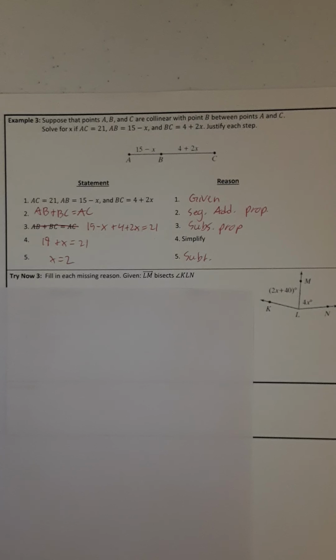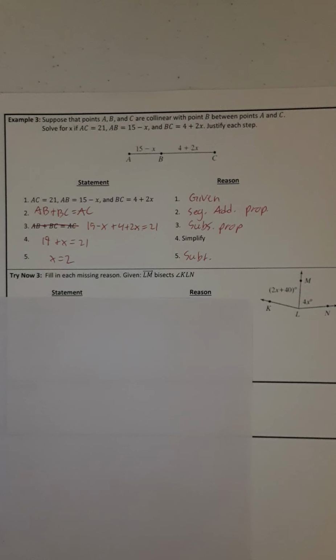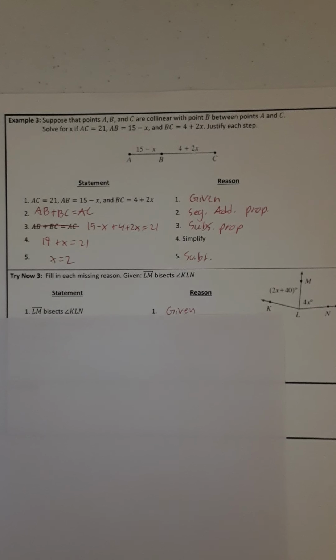Here is our try now. Try and write a 2-column proof for this. Pause the video and check in when you're ready. Okay. So, first, we're told that LM bisects angle KLN. That's given. Always our first row.